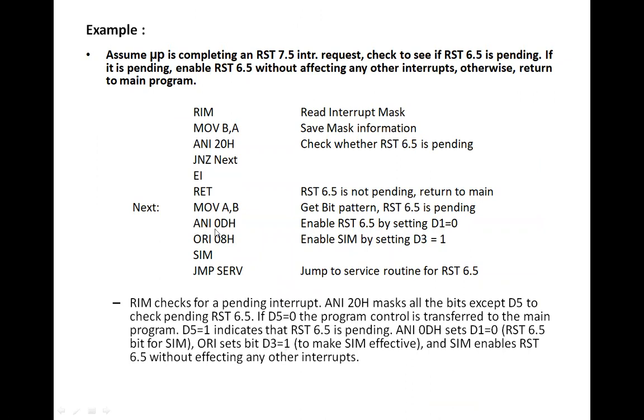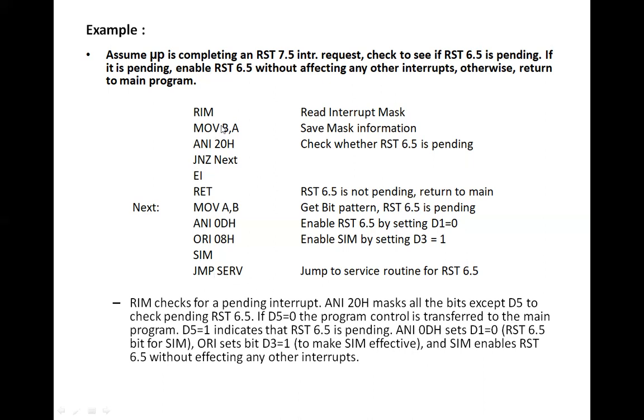So while doing ANI 0D, it sets the D1 bit. While doing ORI, it sets the D3 bit, and only then will the set interrupt mask be enabled. And this set interrupt mask is going to enable RST 6.5 without affecting any other flag. Then it will jump to the service subroutine meant for RST 6.5.